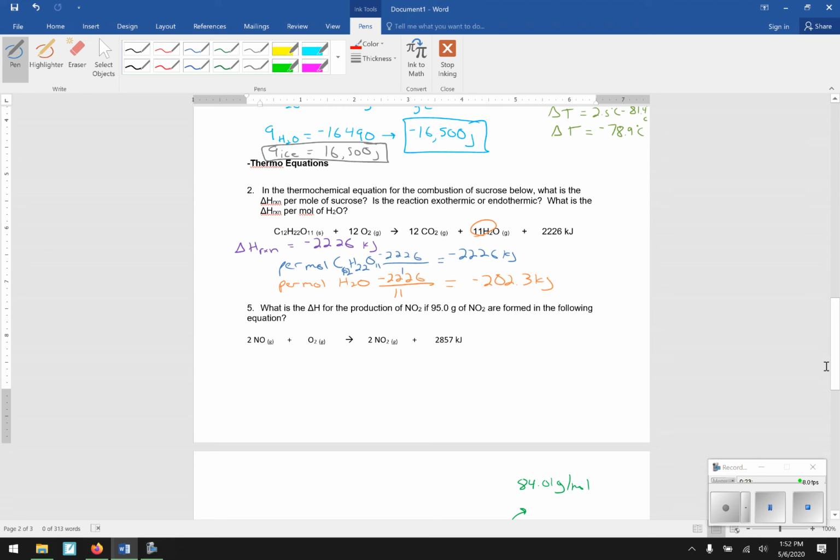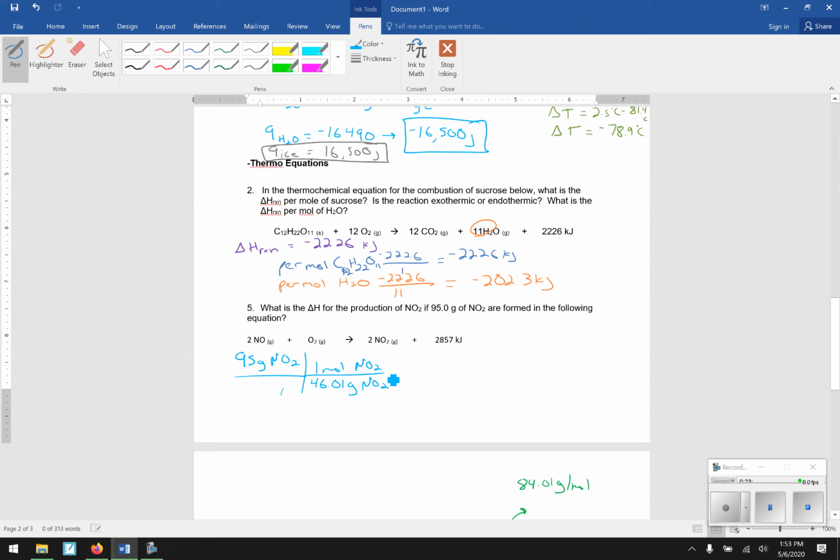So I'm going to go back really quick and do number 5. Number 5 says, what is the delta H for the production of NO2 if 95 grams of NO2 are formed? So again, we're going to put grams to moles, so 95 grams of NO2 over 1. NO2 has a molar mass of 32 plus 14, is 46.01 grams NO2 over 1 mole of NO2.